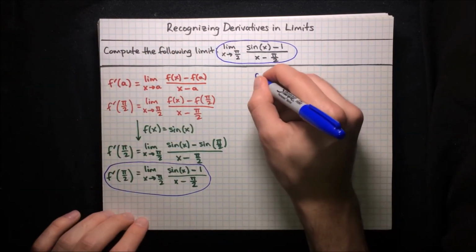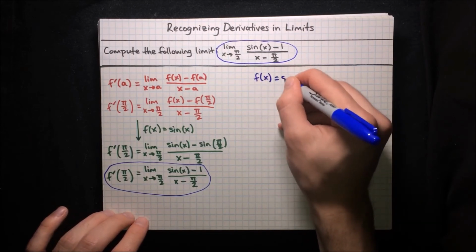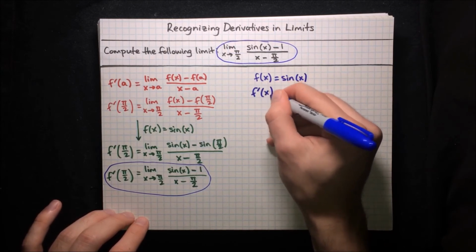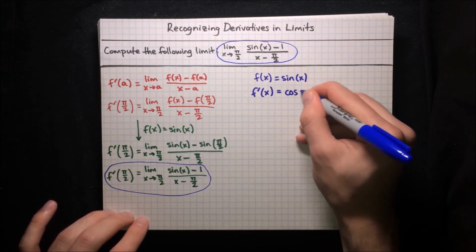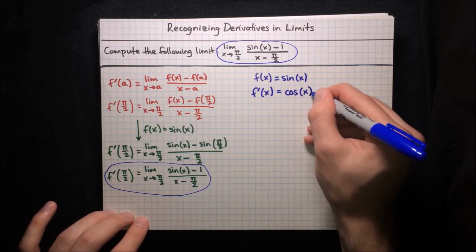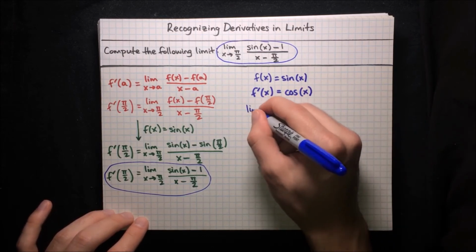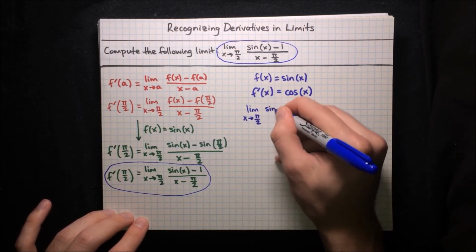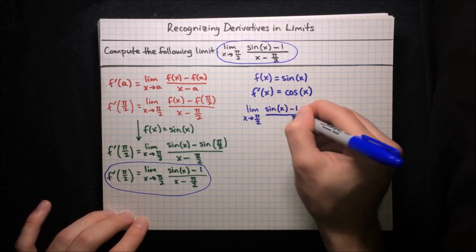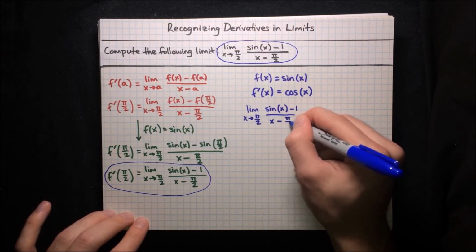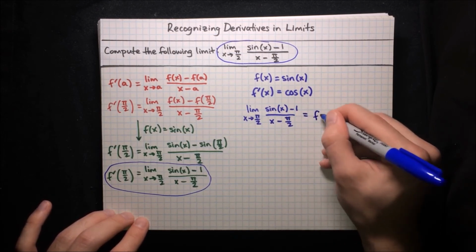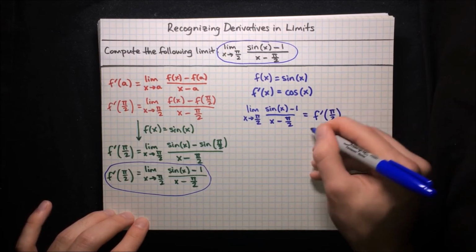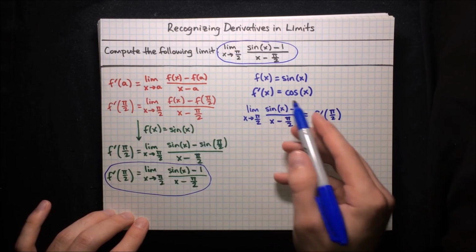Alright, so if f of x equals sine x, then what's f prime of x? Well, just the derivative of sine, which is cosine. So f prime of x is cosine of x, and that means our limit here, the limit as x approaches pi over 2 of sine of x minus 1 over x minus pi over 2, we already know that's just the derivative, f prime of pi over 2, and we have our expression for f prime of x here. It's just cosine x.